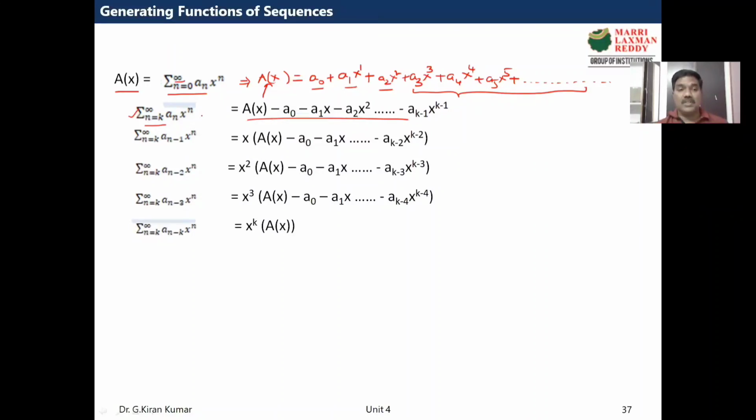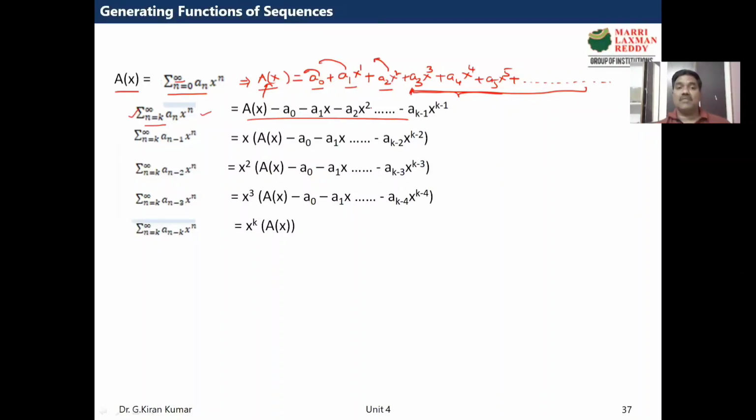Is it clear? Anybody any doubt? Actually, I need the sum from the kth term to infinity. A of x starts from 0 to infinity. So if k equals 3, for example, I want the sum from this point onwards to the end. So this value is nothing but A of x minus a naught minus a1 x minus a2 x power 2.